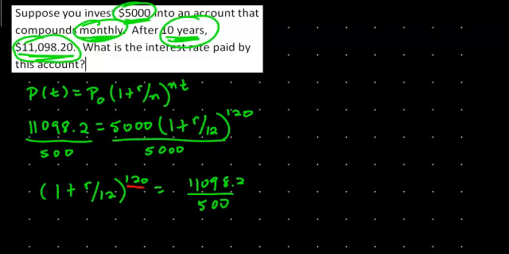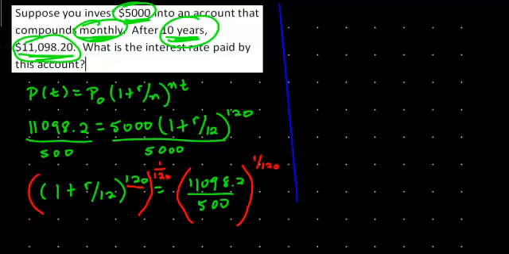Well, to get rid of that, let's raise both sides to the 1 over 120. You can do anything you want to a math equation as long as you do it to both sides. Alright? Anything you want. And so that's going to give me that.